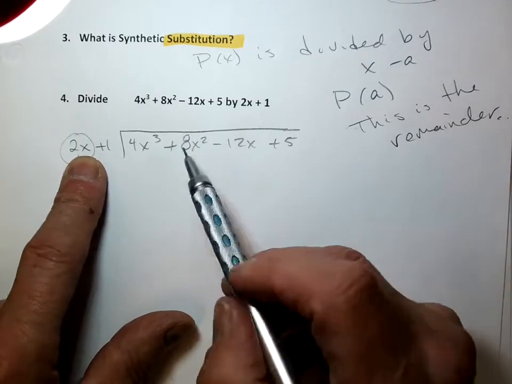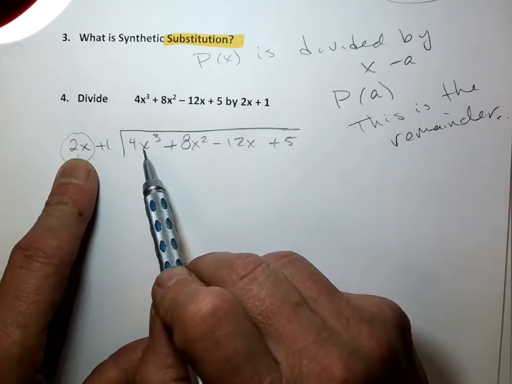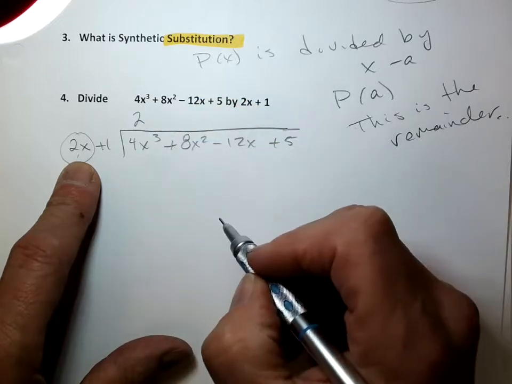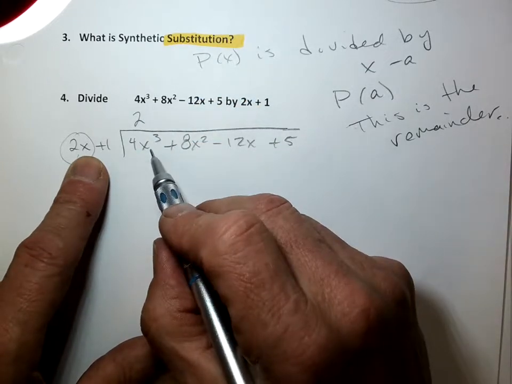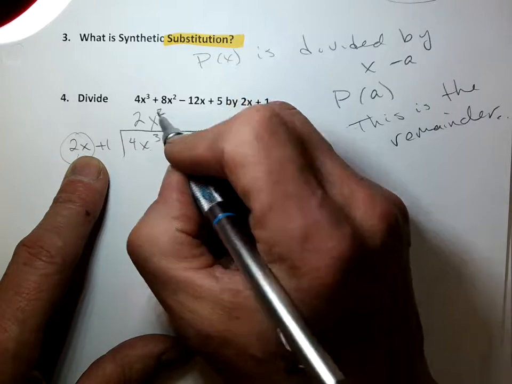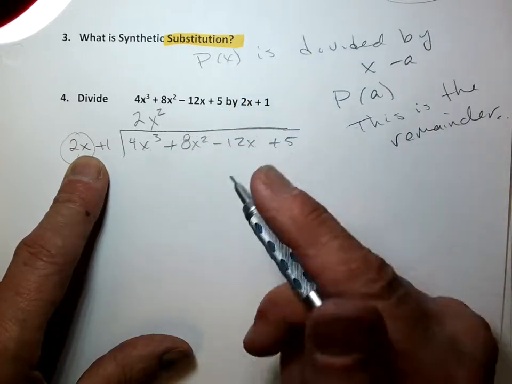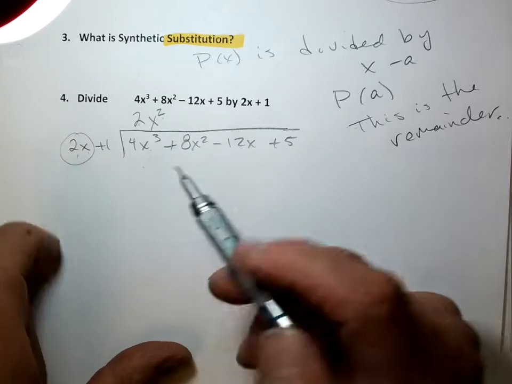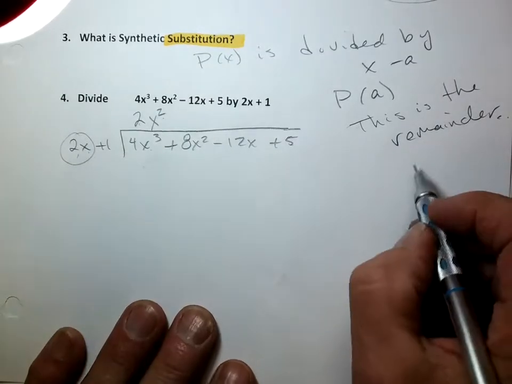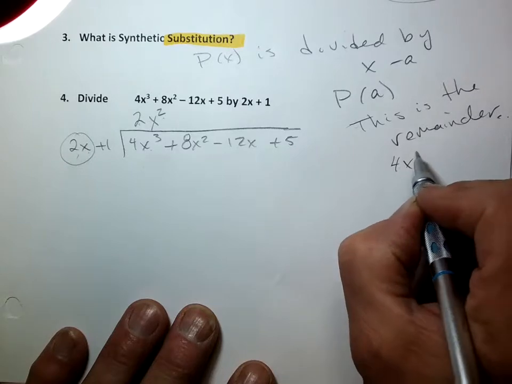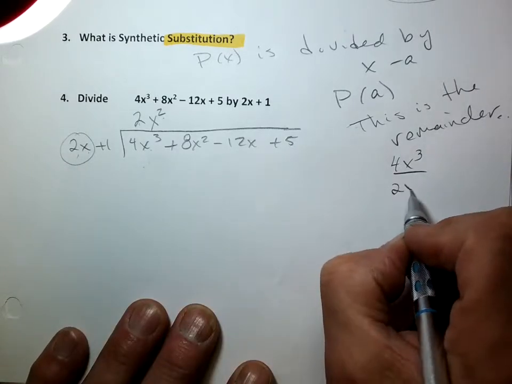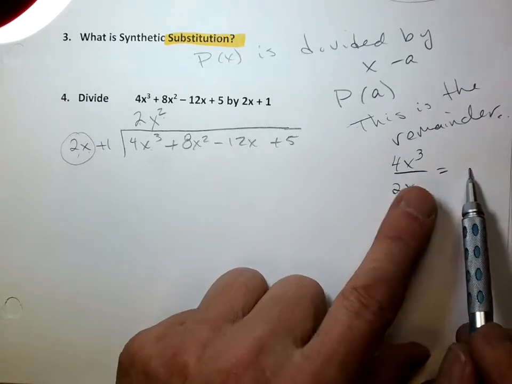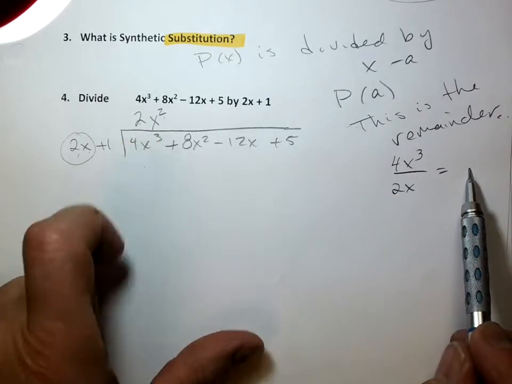2x goes into 4x cubed how many times? We know 2 goes into 4 two times, and x goes into x cubed x squared times. If you have a hard time with that, think 2x times 2x squared does make a 4x cubed. Or you can do a little side division: 4x cubed divided by 2x has got to be 2x squared.